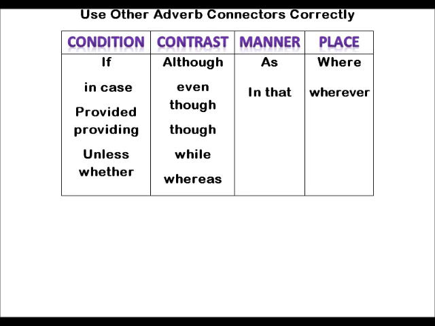Now let's say something: these connectors can be used at the very beginning of the sentence, and also they can be used in the middle. Let me give you an example. Look at this one. If she studies hard, she will succeed. Fantastic. Now where is the connector here? We've got a condition connector, which is if.